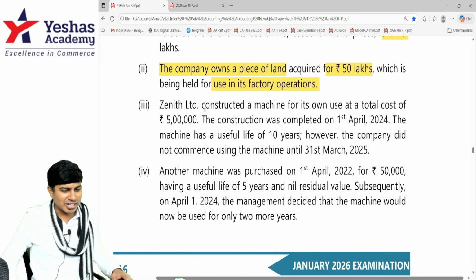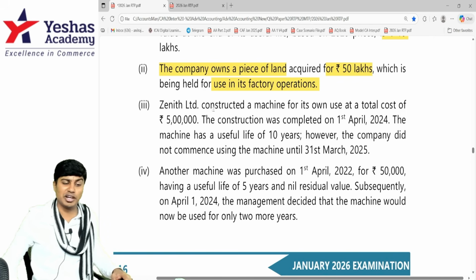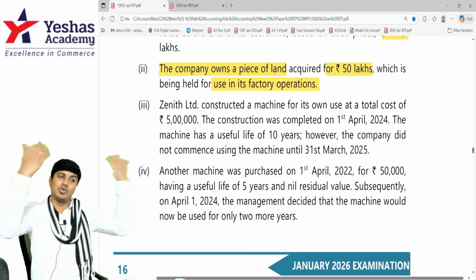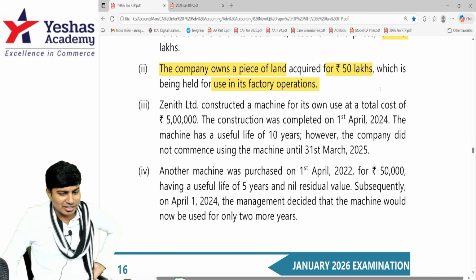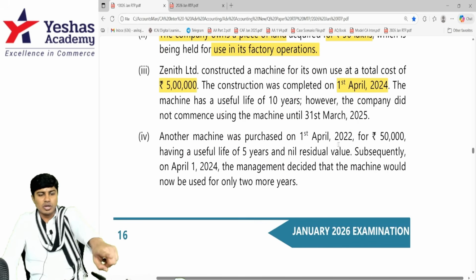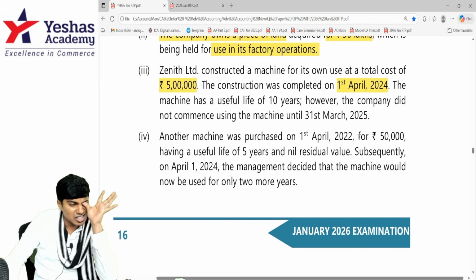Let's see next one. They constructed a machine. Oh, self-constructed machine for its own use. You only constructed one machine for your own use at the total cost of 5 lakh. The construction was completed on 1st of April 24. We are computing depreciation for 31st of March 25. So only 1 year is over. The useful life is 10 years. However, the company did not commence the official use till 31st March.